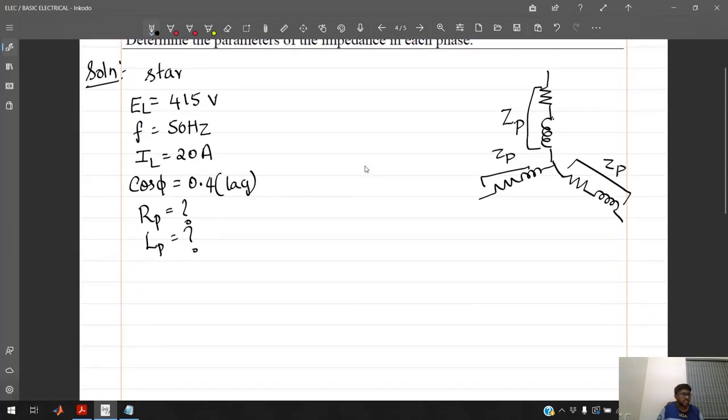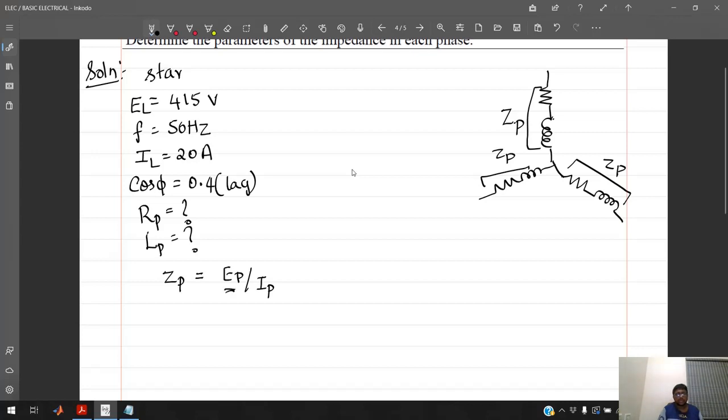You have EL and IL. You need to calculate what is first Z. In the case of a three-phase AC circuit, Z is appearing across each phase. So ZP will be equal to EP divided by IP. Similar to your single phase, Z is equal to V by I, in the case of single phase VRMS by IRMS. Here it is EP by IP. Please remember it is not EL by IL. The reason is the impedance is present across each phase and not across the line. So EP divided by IP.